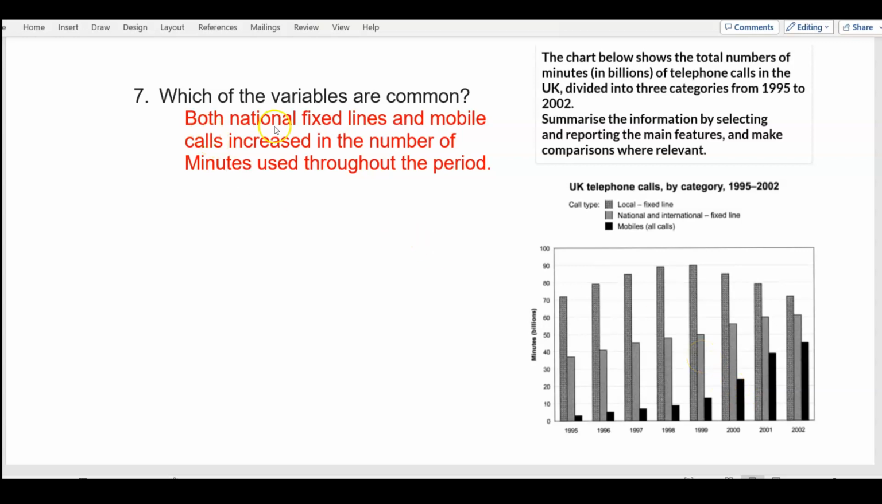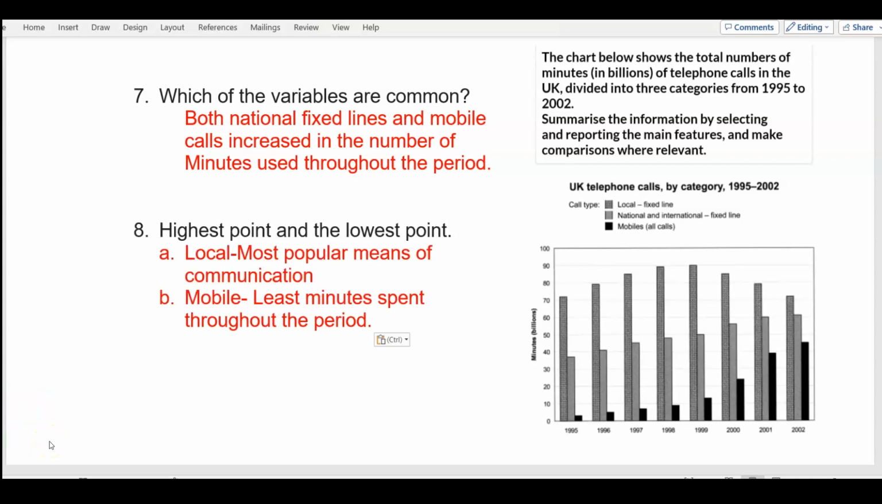Both national fish lines and mobile calls increased in the number of minutes used throughout the period, and it's true. This one increased, that increased. These simple questions will help you to get the main features that you need easily without sweating, and help you to touch on the major things. You don't have to report on everything step by step. You have to make sure that you get the major things and summarize, compare, and then illustrate. Okay, so let's ask the last 2 questions and we are done.